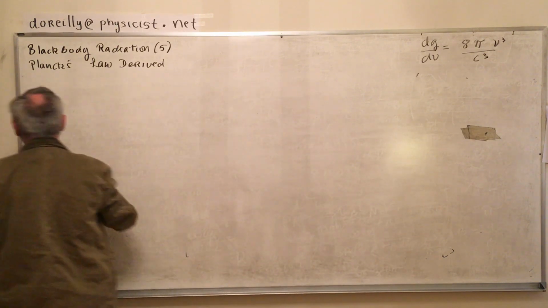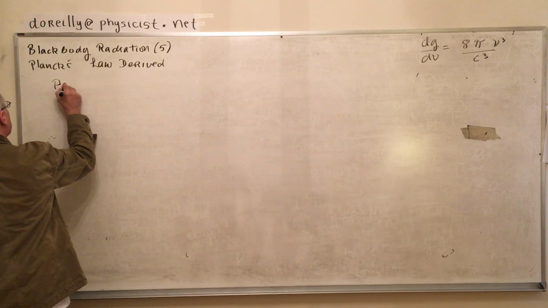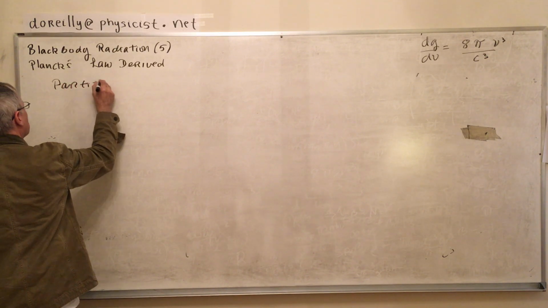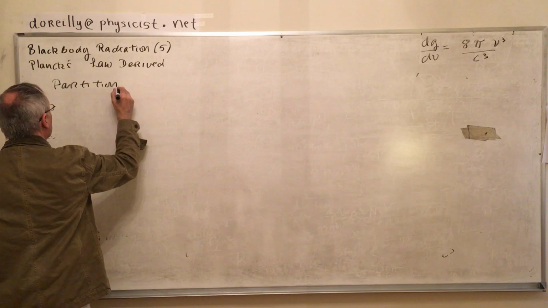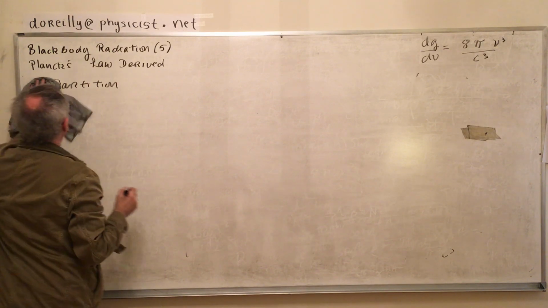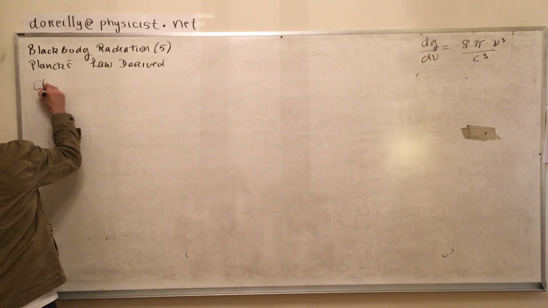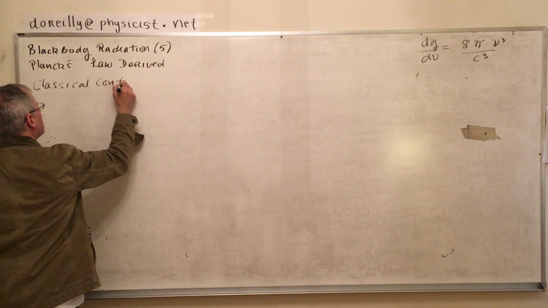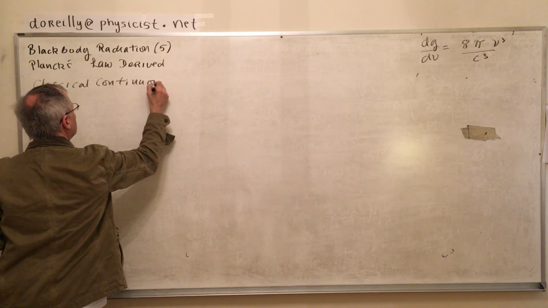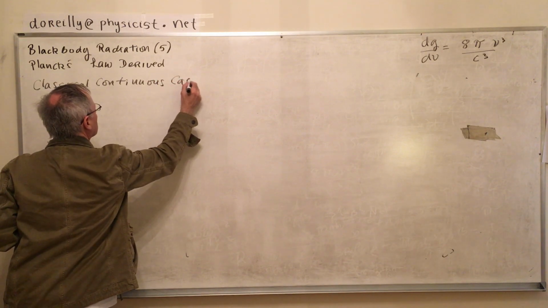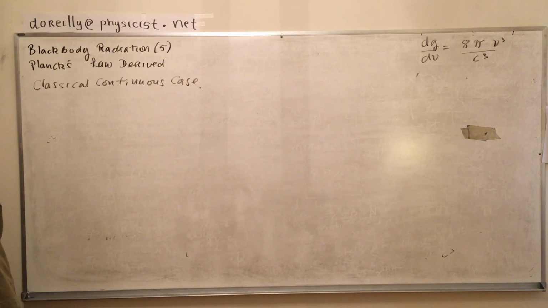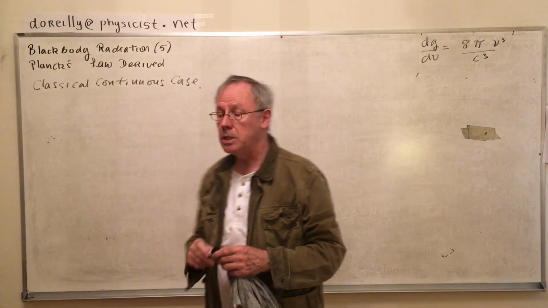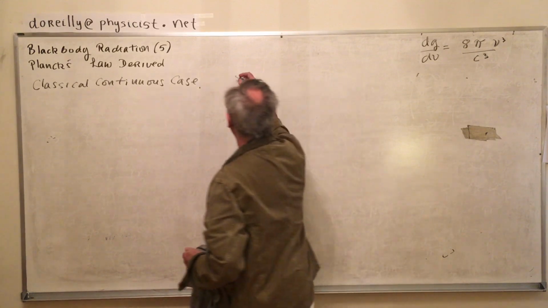So now, the partition function. First we'll do Rayleigh-Jeans. Now this is the classical continuous case, the Rayleigh-Jeans law will come out of this, but we need the partition function.